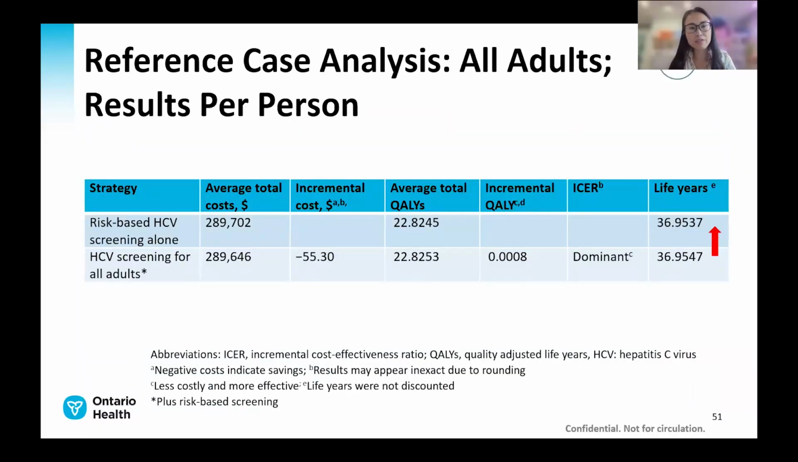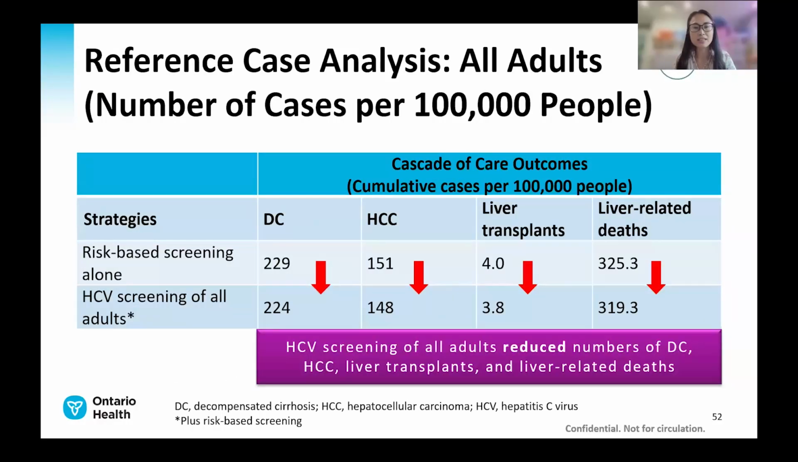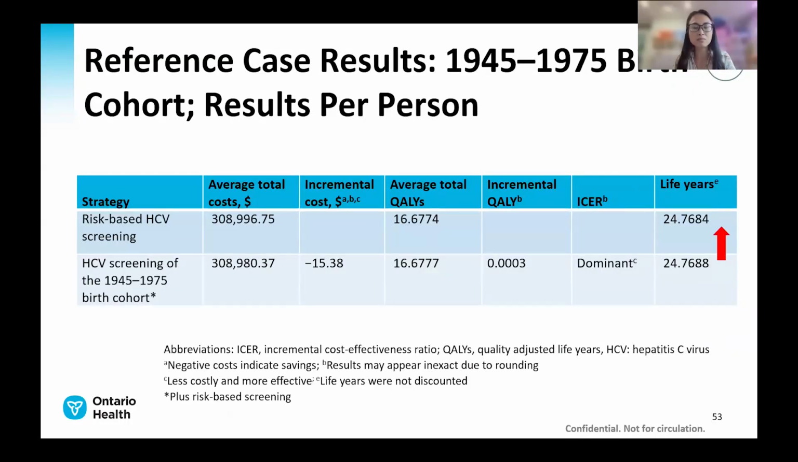In terms of the results, for the reference case analysis, screening all adults in addition to risk-based screening would be less costly and more effective than risk-based screening alone. In other words, screening all adults would be a cost-saving or dominant strategy. We also looked at the cascade of care outcomes for 100,000 people screened. You can see that screening all adults would reduce the number of decompensated cirrhosis, liver cancer, liver transplant, and liver-related deaths. We see similar results for screening the birth cohort born between 1945 and 1975.